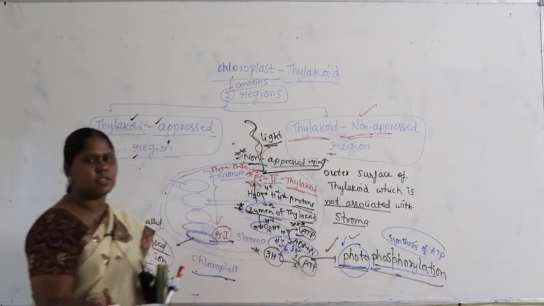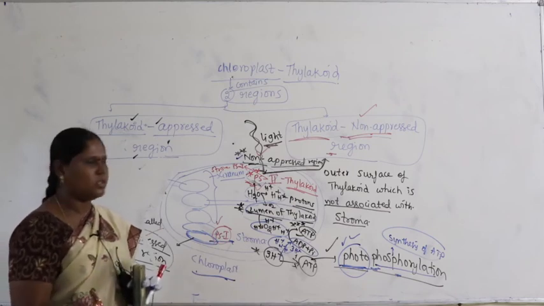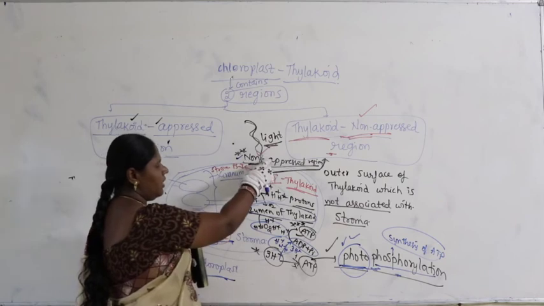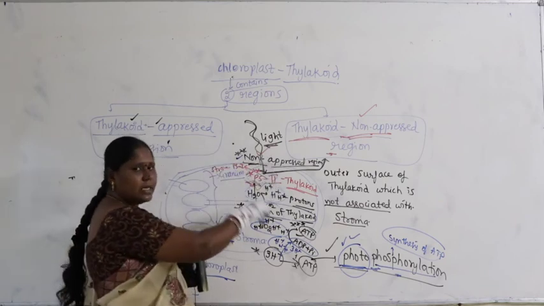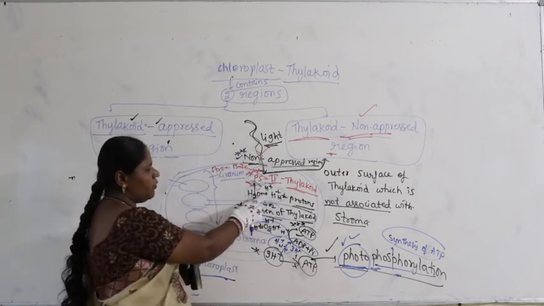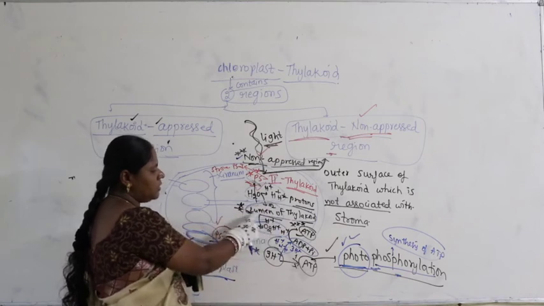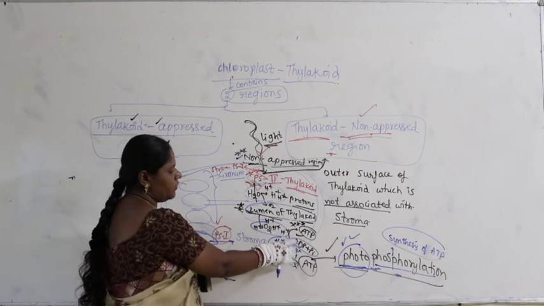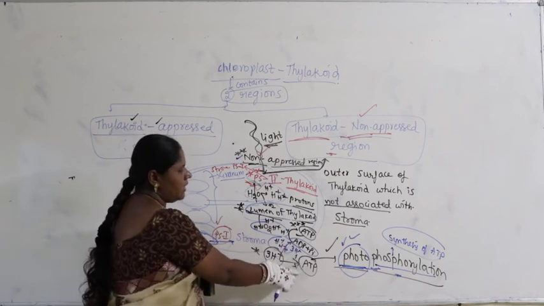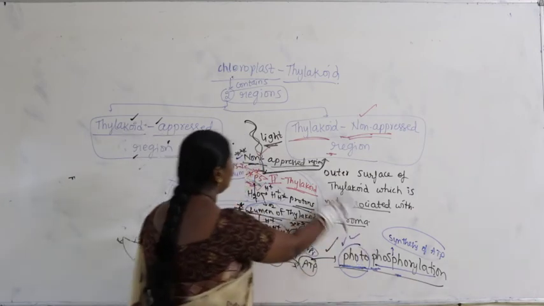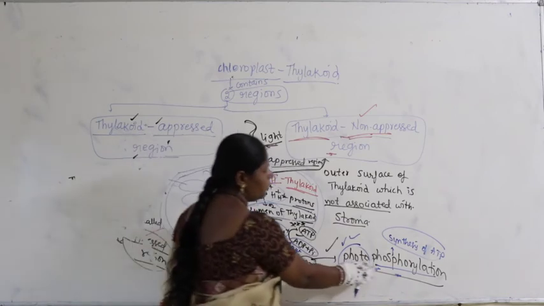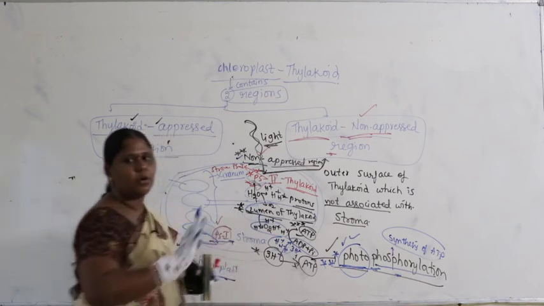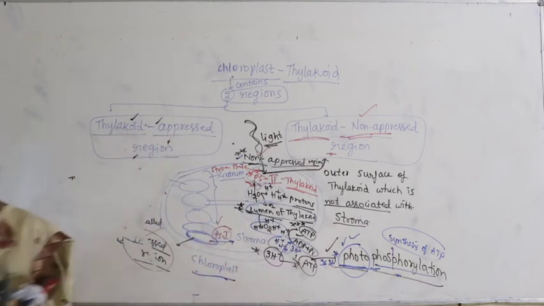Let us continue our discussion with photophosphorylation. Tell me again, what is photophosphorylation? Absorption of light. In non-cyclic, associated with PS2, the splitting of water releases protons in the lumen of thylakoid, and these protons contribute to the conversion of ADP into ATP. Synthesis of ATP by using light is called photophosphorylation. Very, very important.